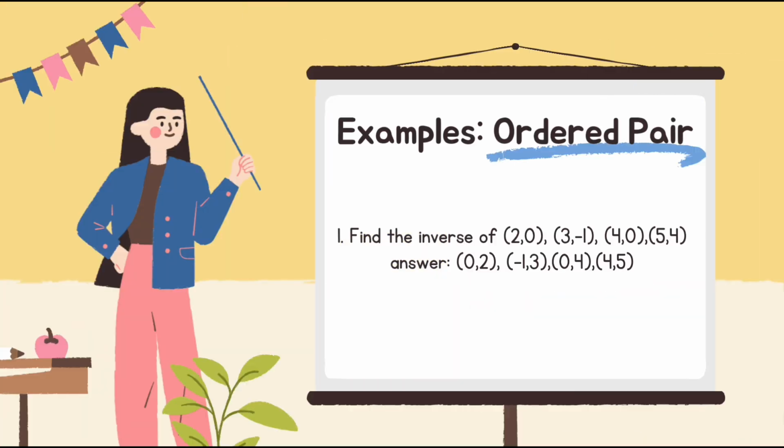Let's have an example for ordered pairs. Find the inverse of the given ordered pairs (2, 0), (3, -1), (4, 0), and (5, 4). We're going to interchange the position of x and y. So we have now the answer. The inverse of the given ordered pairs are (0, 2), (-1, 3), (0, 4), and (4, 5).